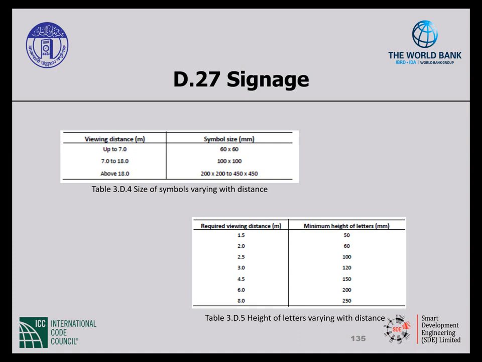The letters are also important, and those are determined based on the viewing distance, and those are shown in table 3.d.5. Let's pick a couple here. Say if you're 2.5 meters from the sign, then the minimum height of the letter should be 100 millimeters. If you're 6 meters from the sign, the minimum height of the letter should be 200 millimeters.